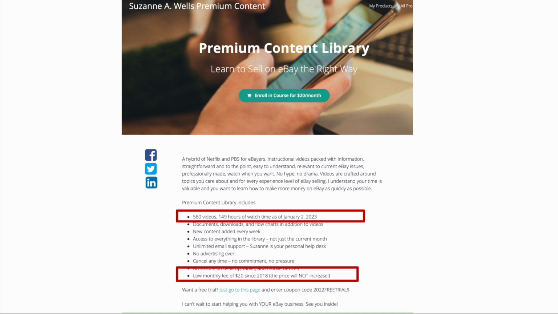The subscription price for the premium library is $20. It has been $20 since I started the premium library in 2018, and this price will not increase. As eBay sellers, we have enough things to pay for. So my mission is to make this subscription affordable and provide value that's going to help you make more money.